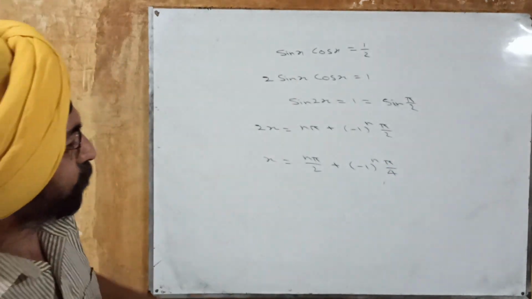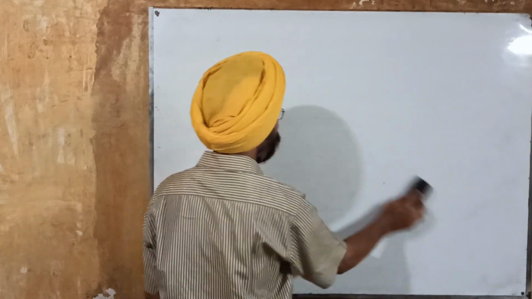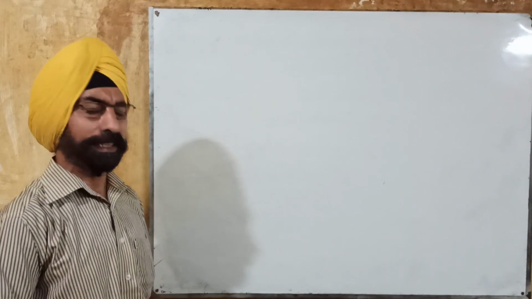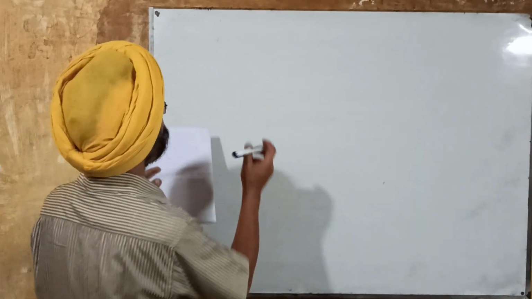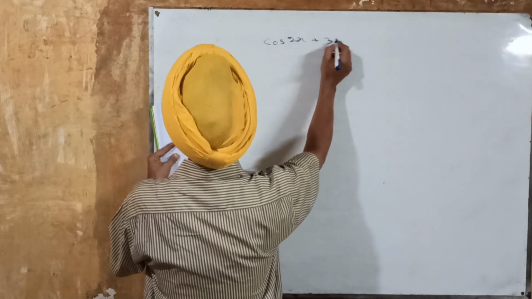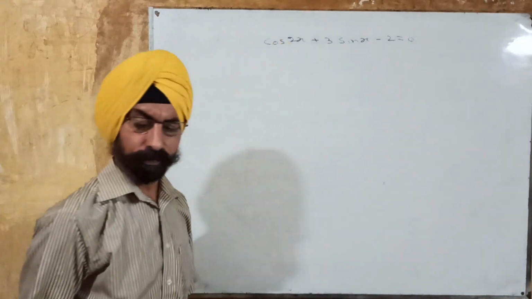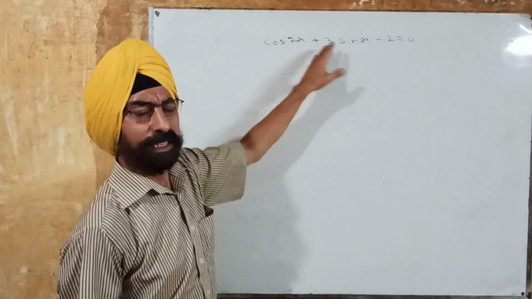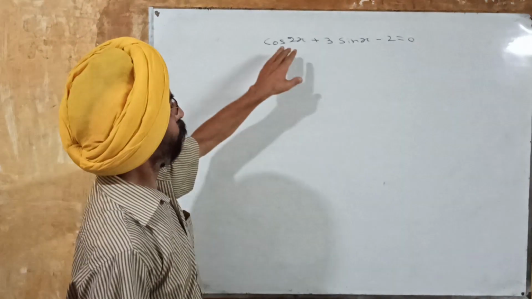So it was another easy question, and more questions I'm going to solve for you so that you may gain confidence in solving these trigonometric equations. Another problem I'm going to take here is cos 2x plus 3 sin x minus 2 is equal to 0. It's another easy problem. Here you are having sin x. If your complete equation is in sine, it will be easier to solve it. So what we have to do?